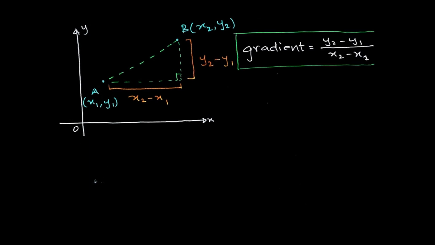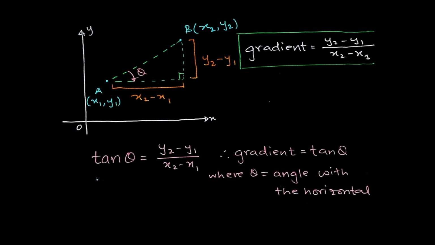We can also say that tan theta is equal to (y2 minus y1) divided by (x2 minus x1) using simple trigonometry, where tan theta is equal to opposite divided by adjacent. Therefore, we can also say that gradient is equal to tan theta, where theta is the angle with the horizontal.